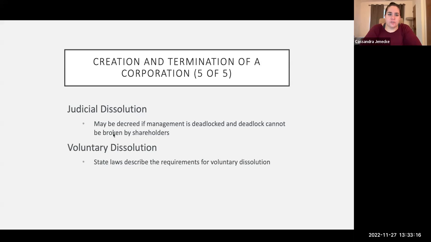A couple of other ways that it can terminate: judicial dissolution, voluntary dissolution. A lot of these ways that a corporation terminates are very similar to our other business organizations, right? Like we talked about judicial dissolution, we talked about voluntary dissolution. And so where management is deadlocked and the deadlock cannot be broken by shareholders, a court will say, so sorry, you cannot continue to exist because you cannot operate. Your purpose has been frustrated. And then voluntary dissolution, of course, if it's not a publicly traded corporation, then your state law is typically going to allow for some form of, let's call it quits, right? That voluntary dissolution. Divorce, if you will.